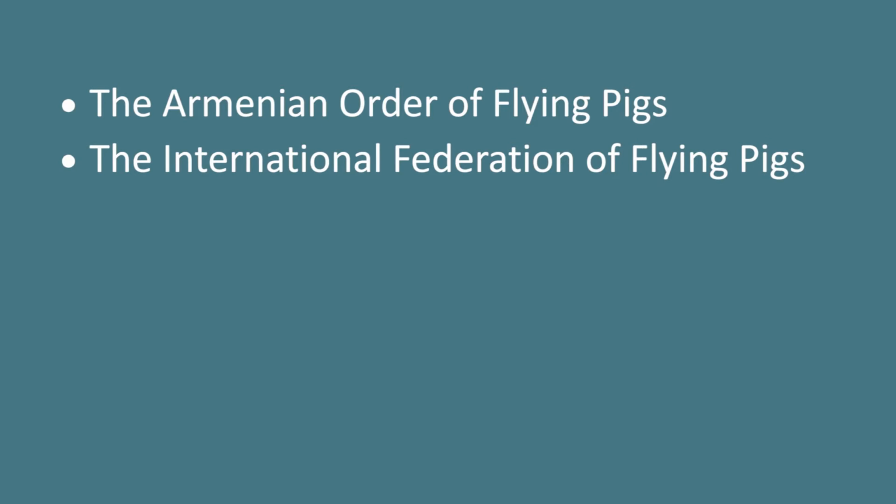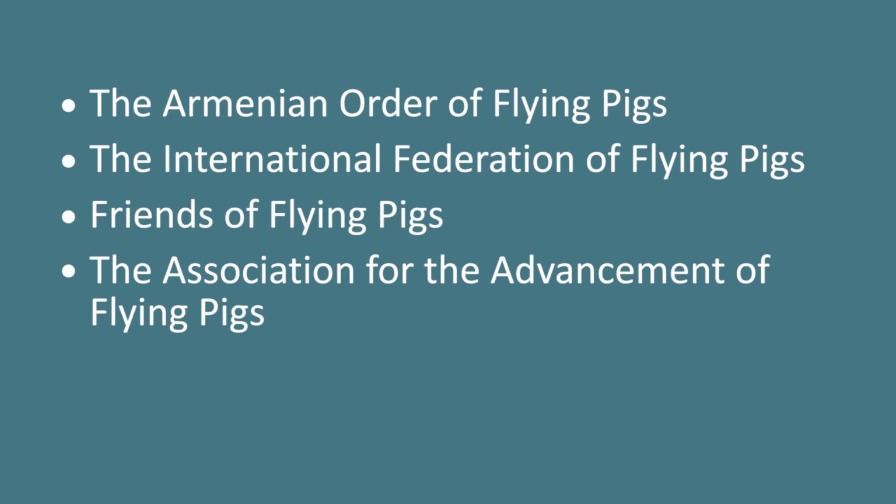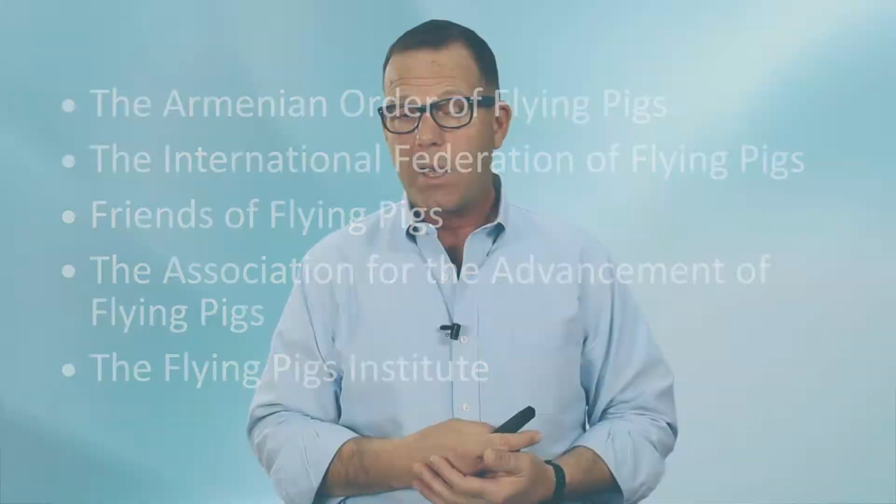And one way to do that is to look for organizations having to do with the subject that you're trying to investigate. They can be local, state, international. And here's some examples of organizations that we might find if we're looking for information on flying pigs. The Armenian Order of Flying Pigs, the International Federation of Flying Pigs, Friends of Flying Pigs, the Association for the Advancement of Flying Pigs, and Flying Pigs Institute. Now, honestly, I'm not really sure whether or not those agencies actually exist, but they might, and so you want to get on the Google and look for them.